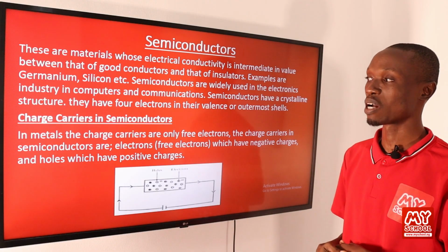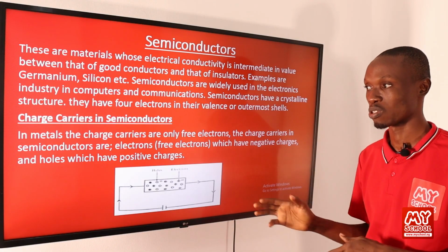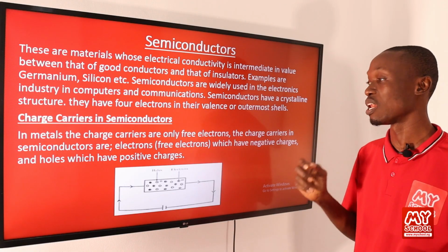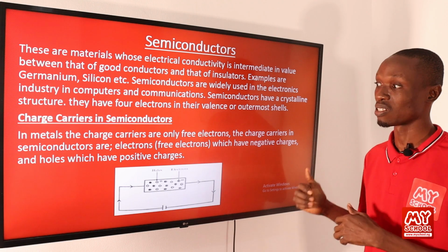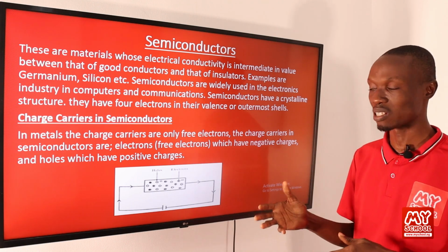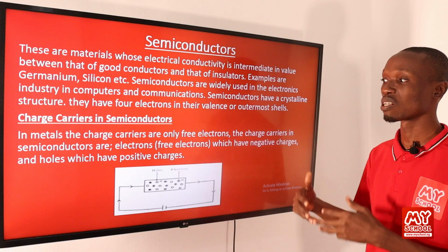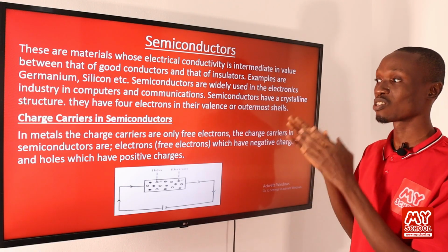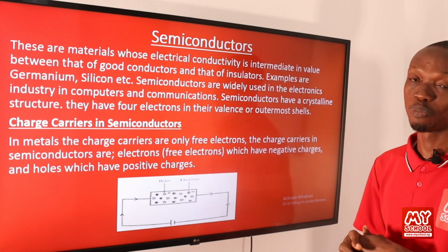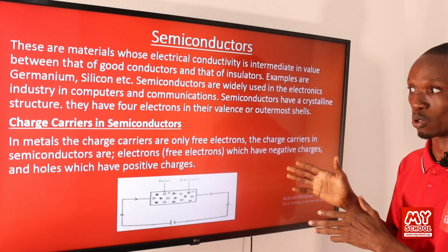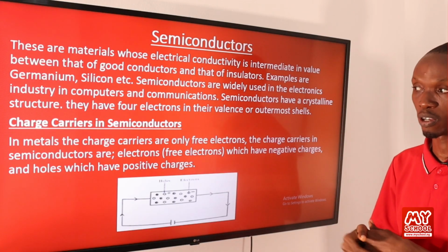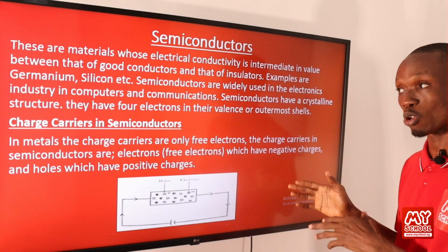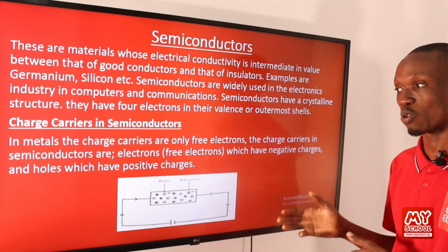Now let's talk about the charge carriers in semiconductors. In metals, for example, the charge carriers are only free electrons. The charge carriers in semiconductors are free electrons, which have negative charges, and holes, which have positive charges. I think this is the major difference between a metal and a semiconductor in terms of the charge carrier. For a metal, the charge carrier is only free electrons, but for a semiconductor, the charge carriers are free electrons and holes.